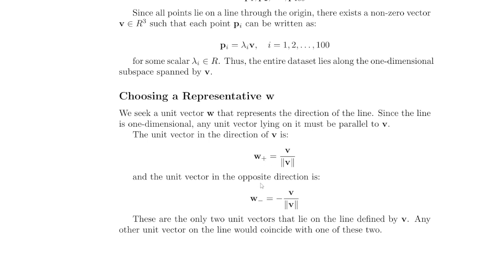But there's also another option. You could choose a unit vector in the opposite direction, W minus, which is given to us as negative V over the magnitude of V. This gives us two possible unit vectors, one pointing in the direction of V and the other pointing in the opposite direction.